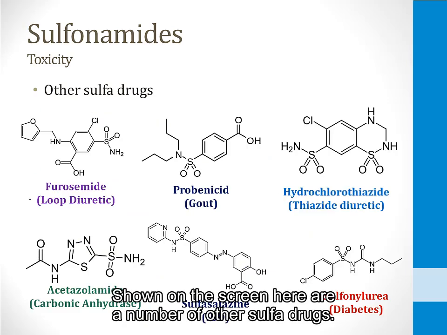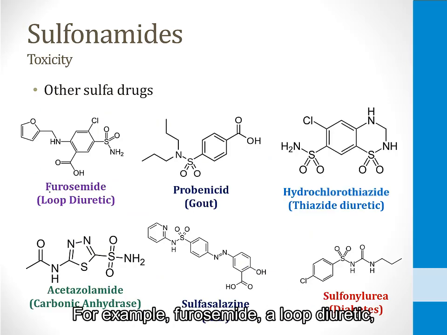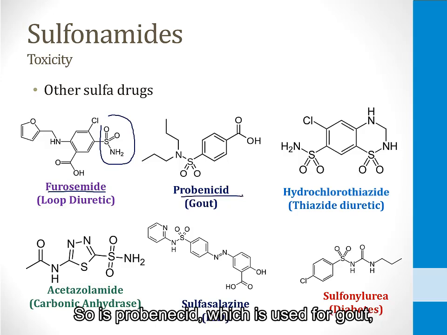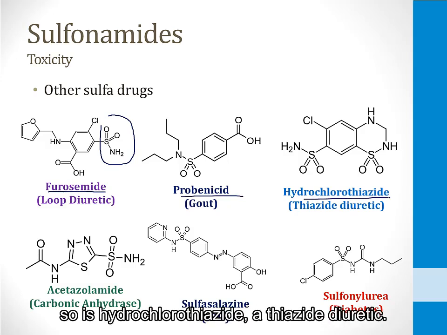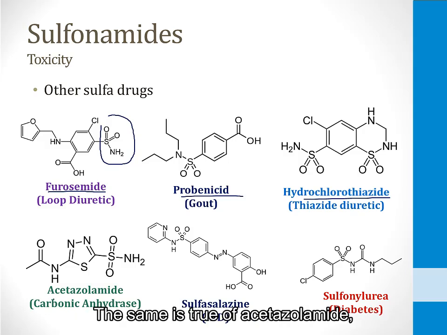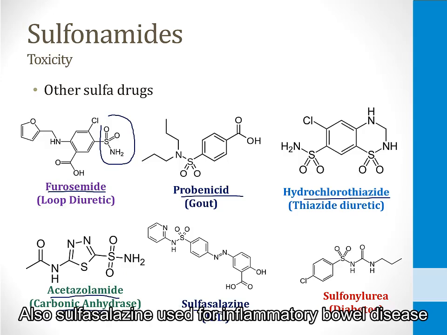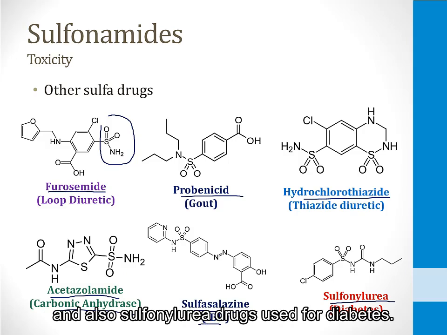Shown on the screen here are a number of other sulfa drugs. For example, furosemide, a loop diuretic, contains a sulfur moiety, so it is a sulfa drug. So is probenecid, which is used for gout. So is hydrochlorothiazide, a thiazide diuretic. The same is true of acetazolamide, which is a carbonic anhydrase inhibitor. Also sulfasalazine, used for inflammatory bowel disease, and also sulfonylurea drugs used for diabetes.